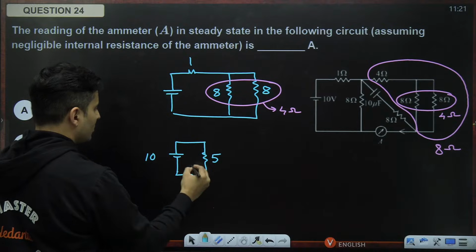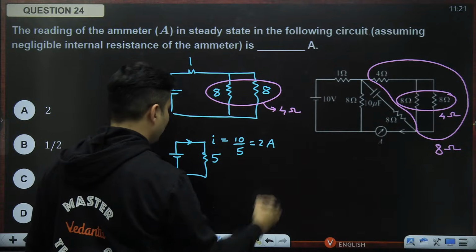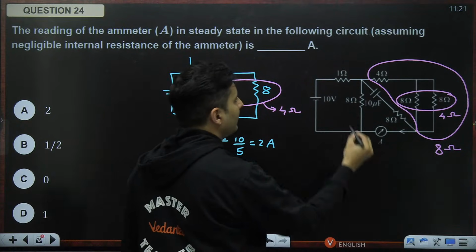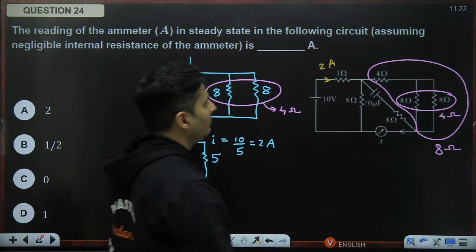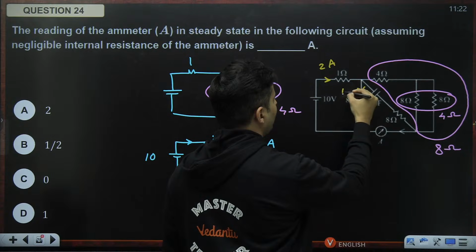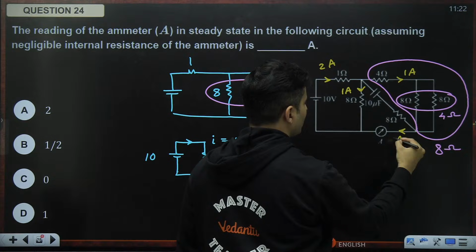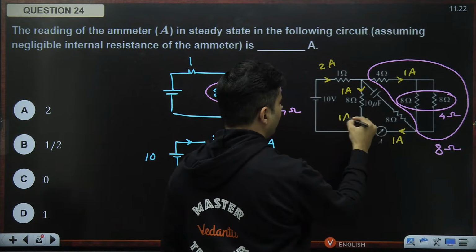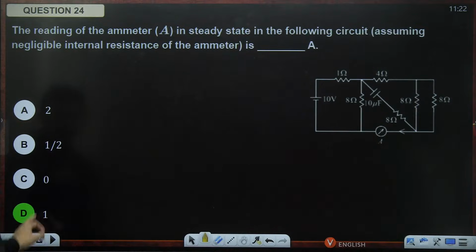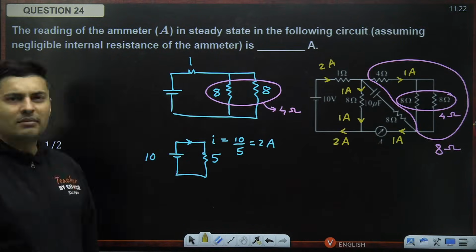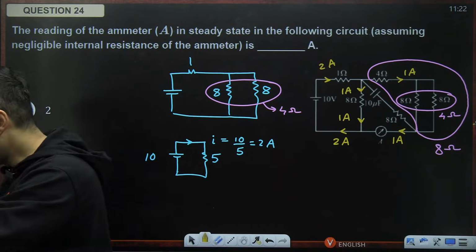So EMF is 10 volts. So how much will be the current? The current will be voltage by resistance, which will be basically 2 amperes. So indirectly 2 amperes of current will go here. Question is, what is the reading in the ammeter? So out of the 2 amperes, 1 ampere will go here. The remaining 1 ampere will go like this and come back over here. So 1 ampere here, and this will also have 1 ampere. They'll both combine and it will again become 2 amperes. So the reading will be 1 ampere. That is option D. Okay. Very simple series parallel circuit. Nothing great about it. Cool.